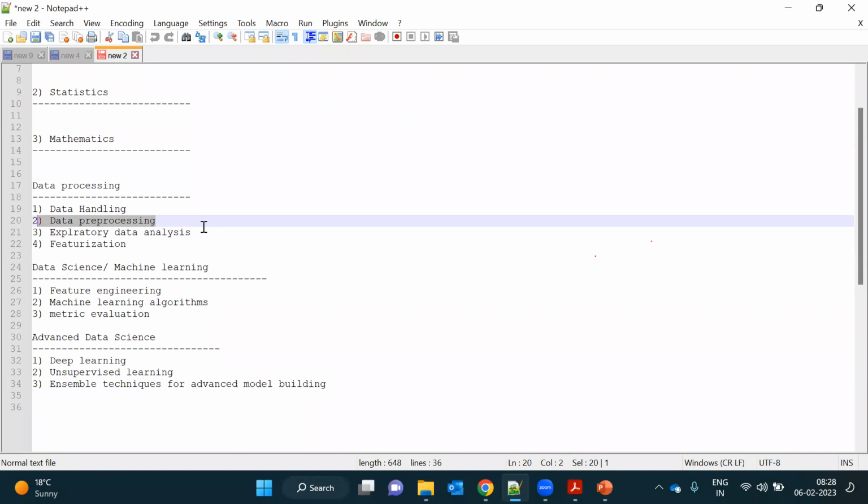Next is exploratory data analysis. Once you bring the data and process the data, you visualize the data. Let's say for cancerous patients, you bring the data and see what the ratio of cancerous and non-cancerous patients is. Among these, what is the number of male and female? And among the male candidates, what is the distribution of age? Like how many patients are between 0 to 30, 30 to 40, 40 to 50?